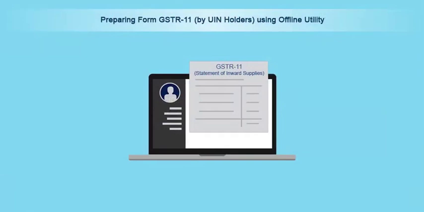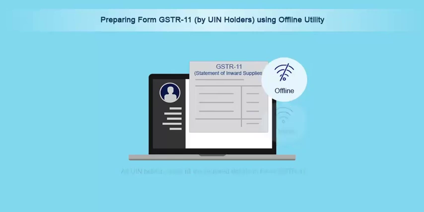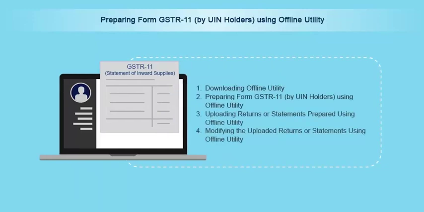To file Statement of Inward Supplies, all UIN holders must fill the required details in Form GSTR 11. This can be done using the offline utility and then uploading the details by connecting online or using only the online facility. To use the offline utility, you need to perform multiple steps as displayed on screen. There are separate videos corresponding to all these steps. This video will guide you how to fill the details of GSTR 11 using the offline utility.